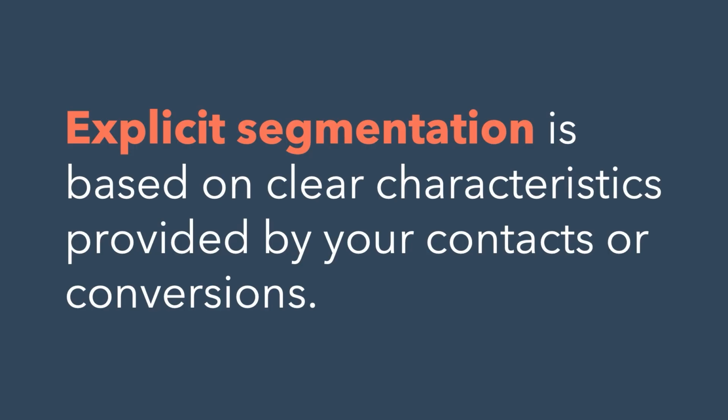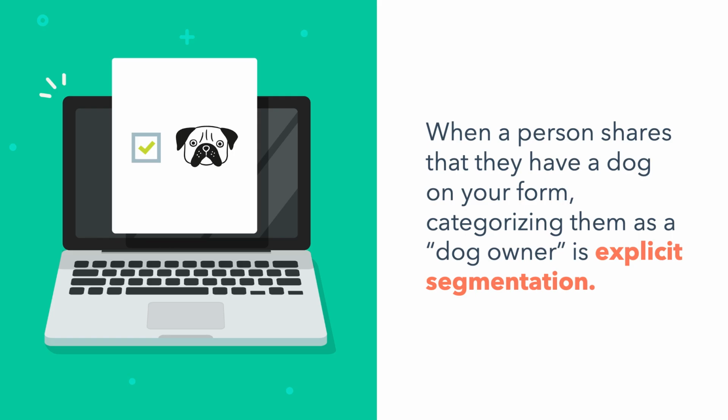Explicit segmentation is based on clear characteristics provided by your contacts or conversions. When the person browsing dog products gives you their email to receive a discount and shares they have a dog on your form, you could categorize them as a dog owner, which would be explicit segmentation. Your segmentation strategy should use both implicit and explicit segmentation.